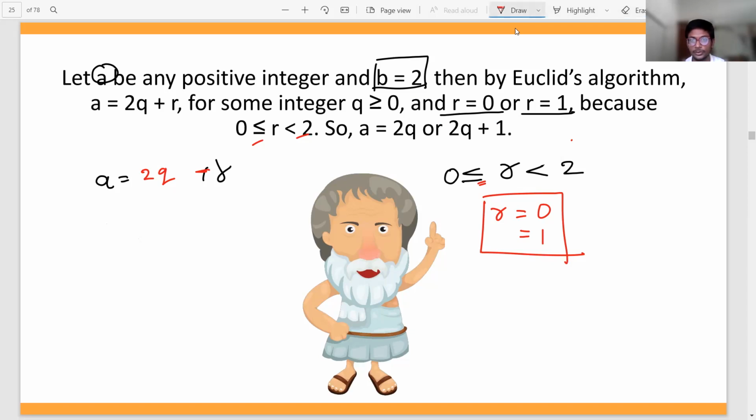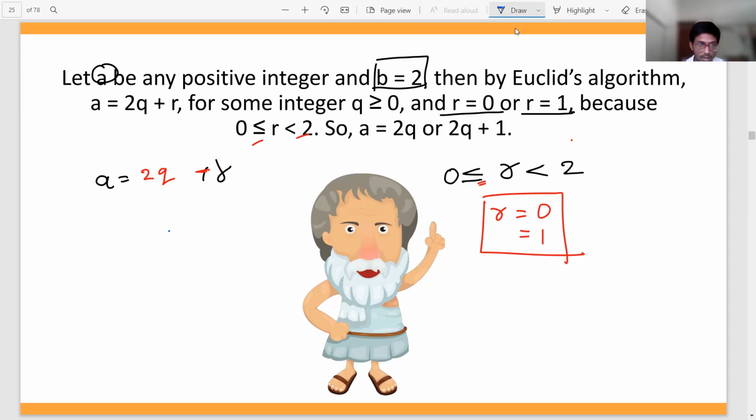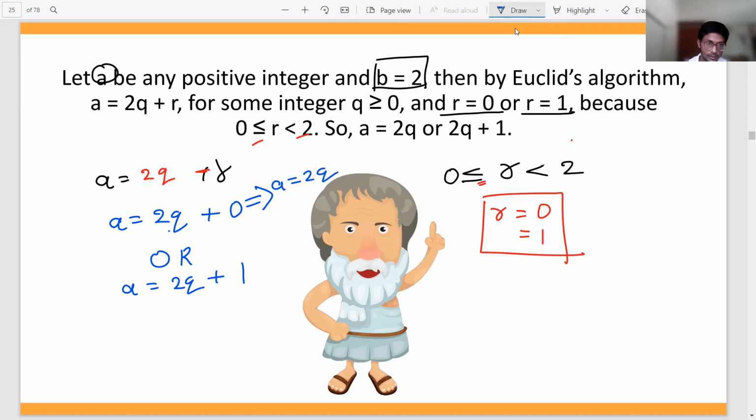Yeah, so here a is equal to 2q plus r, where r can be 0, or a will be equal to 2q plus 1. We can write this as a will be equal to 2q. Okay, 0 is not considerable, that's why.